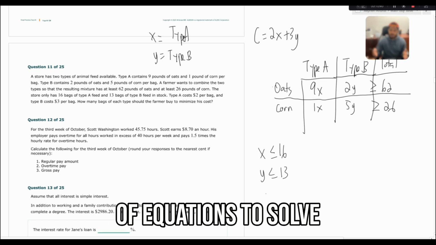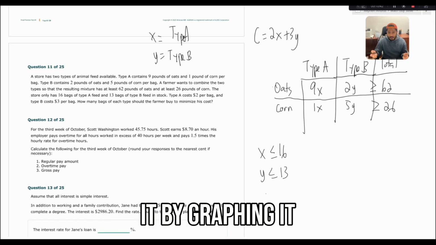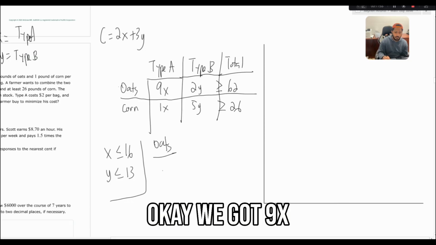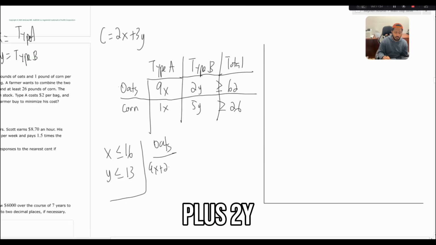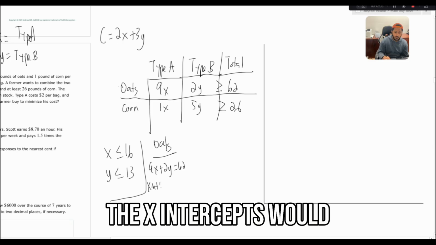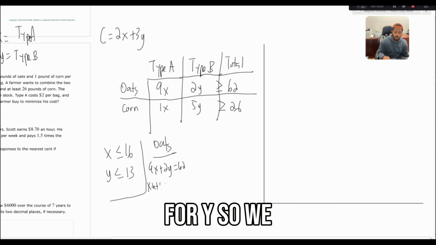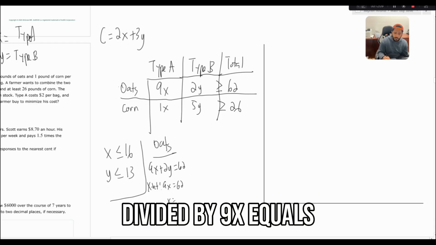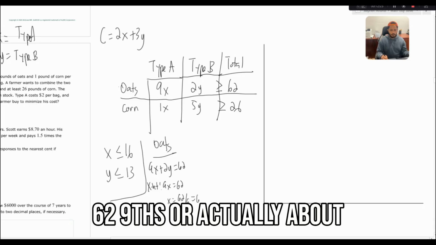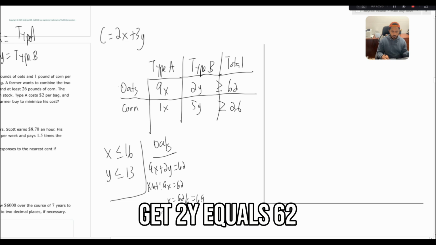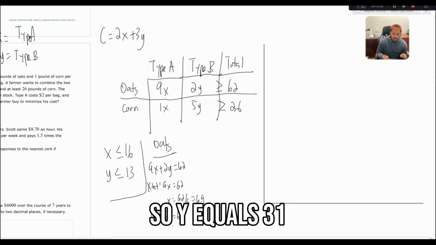Let's use graphing to actually solve this system. For the oats equation, we have 9x plus 2y, we'll pretend it's an equal sign, equals 62. To graph that, we just find the x and y intercepts. For the x-intercept, plug in 0 for y, so 9x equals 62, dividing by 9, x equals 62 ninths, or about 6.9. For the y-intercept, we plug in 0 for x, so 2y equals 62, so y equals 31.